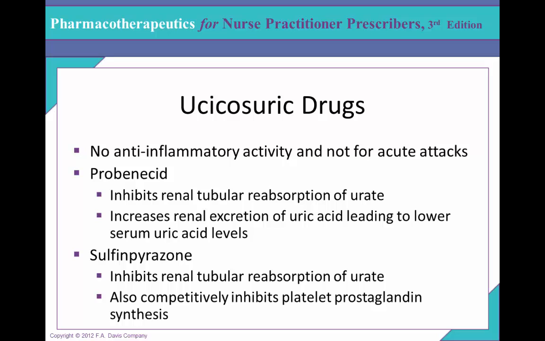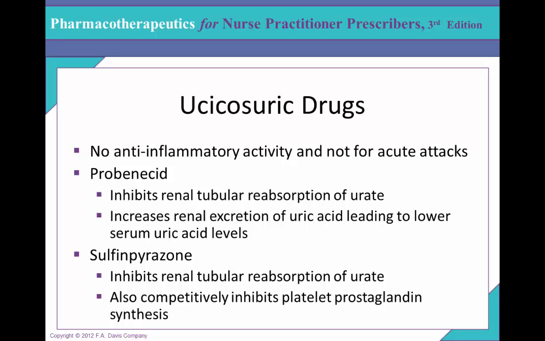Uricosuric medications such as probenecid and sulfinpyrazone, they are not anti-inflammatory. They do not have any anti-inflammatory activity. They are not used for an acute attack. Basically, probenecid inhibits renal tubular reabsorption of urate, and if you recall, also it is good for the tubular secretion of penicillins or cephalosporins. So it is used for gout because it inhibits tubular reabsorption of urate and increases uric acid secretion, and it's also good as a coadjuvant for many infectious diseases when you're planning to treat the patient with long-term penicillins or cephalosporin, because it inhibits tubular secretion of penicillins and cephalosporin, increasing the half-life of those.